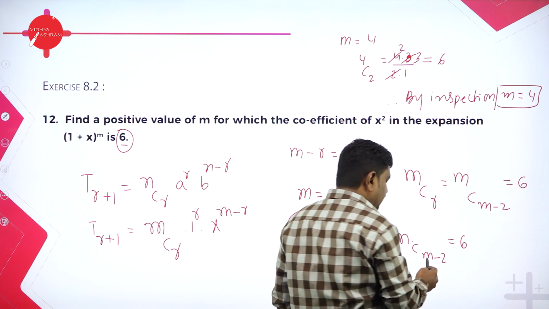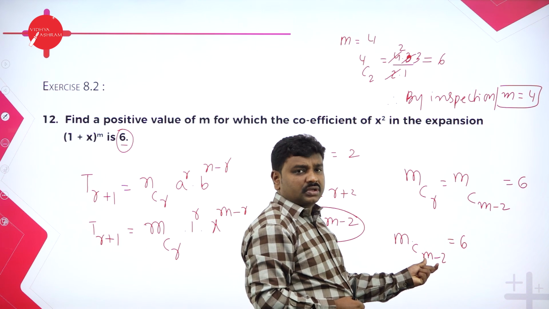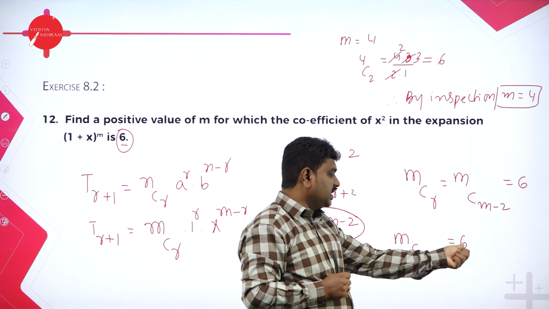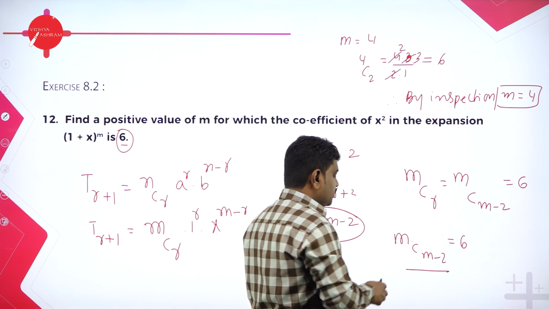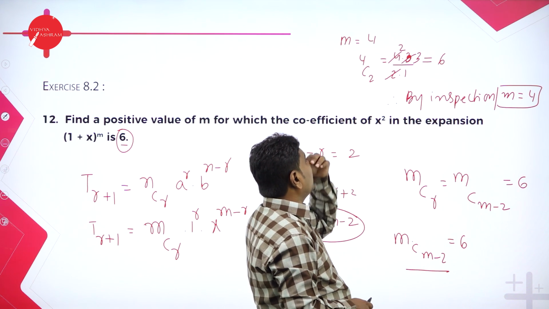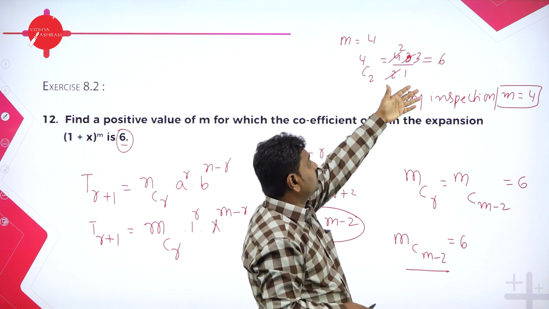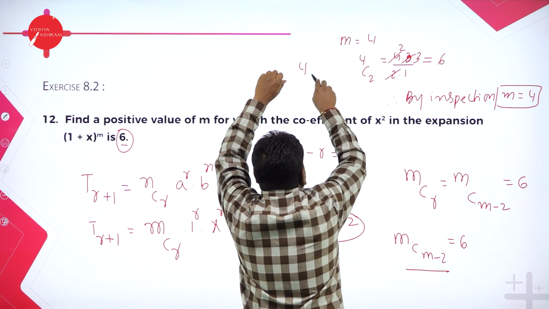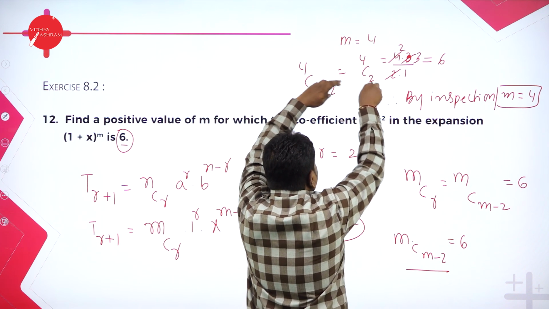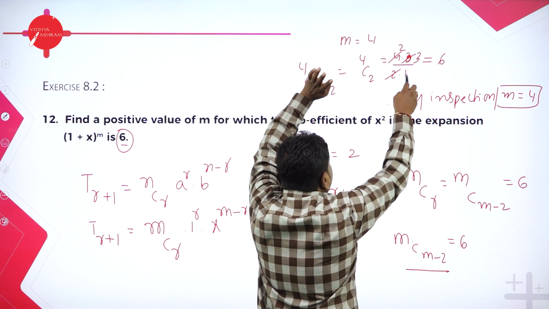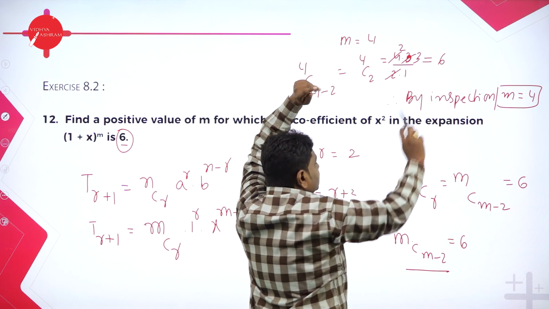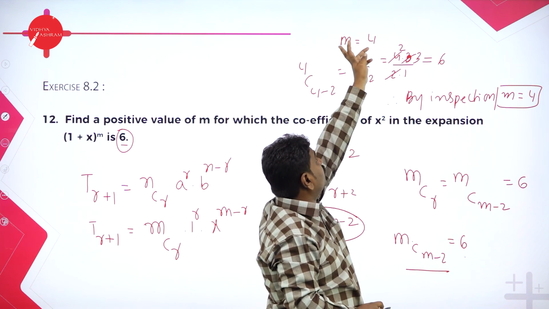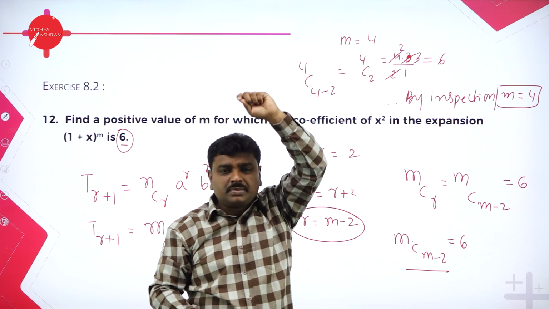So m I cannot take 2, 2 minus 2 becomes 0. 2C naught is 1, but I need RHS to be 6. So choose such that MC m minus 2 should give you 6. I tried with m is equal to 4, I got the answer. 4C, 4 minus 2 becomes 4C2. 4C2 means 4 into 3 divided by 2 into 1. 2 1s are 2, 2 3s are 6. That's it, by inspection. So I am getting RHS. RHS is 6, I got 6. So m is equal to 4 worked out. By inspection m is 4.